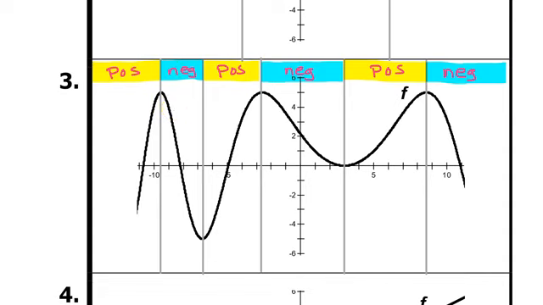Don't forget about the horizontal tangent lines. Scan for those. So we have horizontal tangent lines here, here, here, here, and here. At these x values, the slope is 0. So f prime should be 0 here, and here, and here, and here, and here. So when we draw f prime, it has to pass through these points.